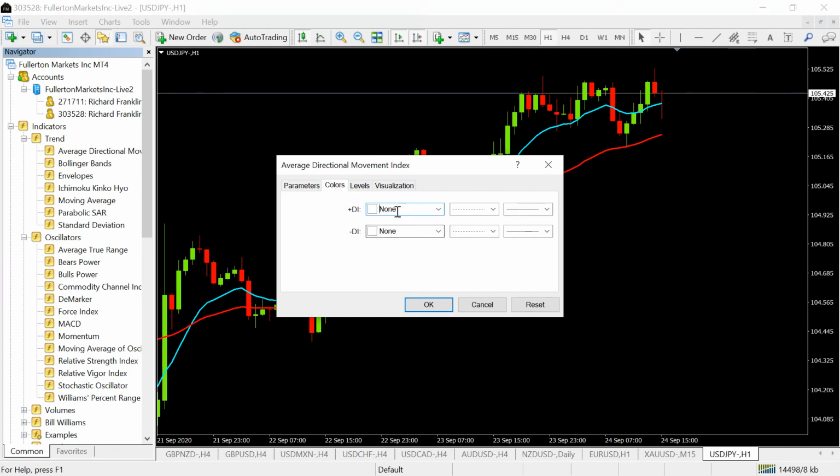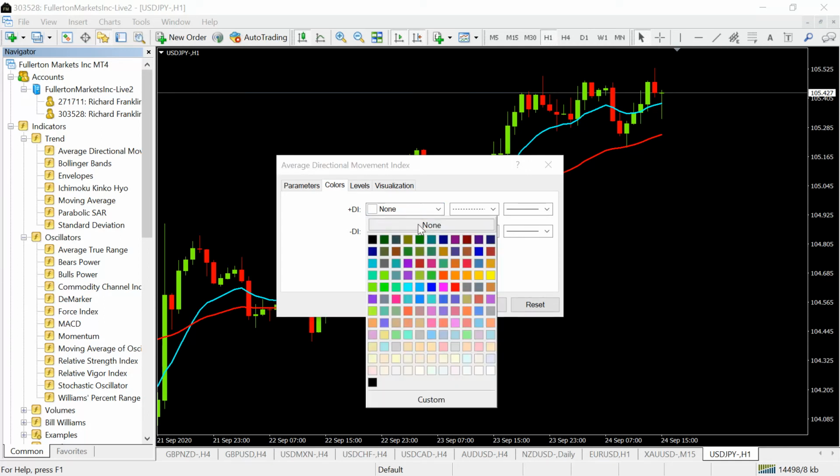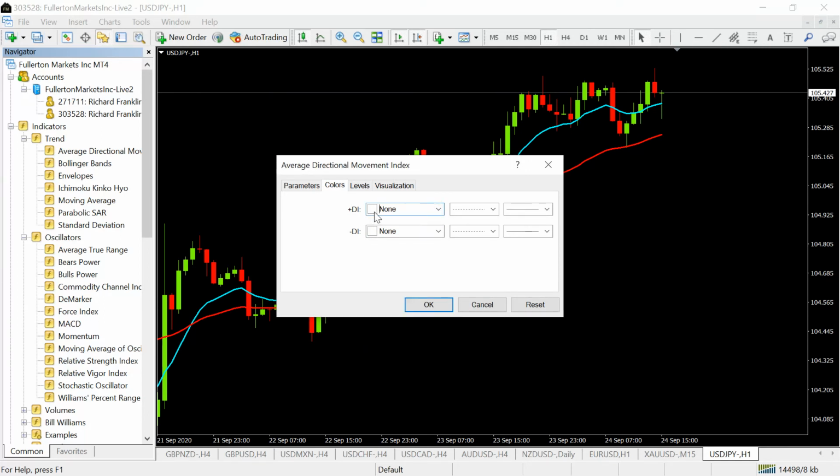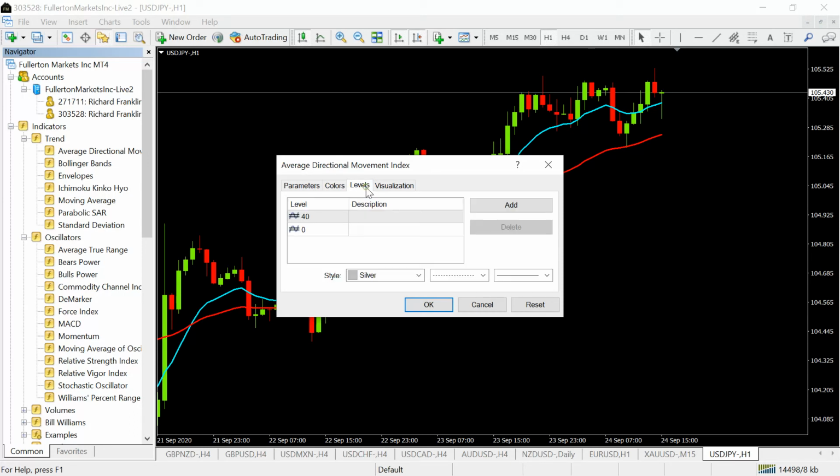Colors, we want to choose none where it says colors. You probably, by default, you have some colors in here. Check both, I think it's silver. Be sure both of those are on none. And go to levels and add, you don't have the 40, okay? So you'll add the 40. You probably have nothing here.